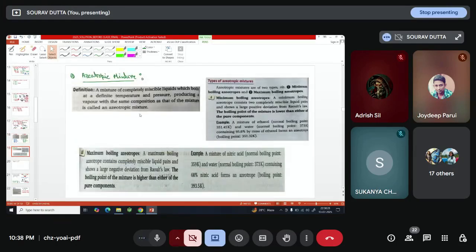There is another term, this is called azeotrope. This is nothing but a mixture of completely miscible liquids which boils at a definite temperature and pressure, producing a vapor with the same composition as that of the mixture, is called azeotrope. That means this is the mixture where the composition of the liquid phase and the composition of the vapor phase will be equal, and it will boil at a particular temperature. This is called azeotropic mixture.